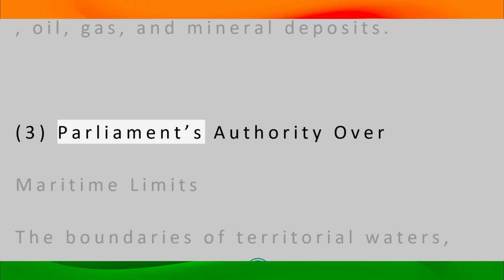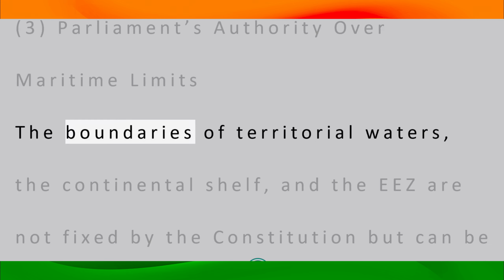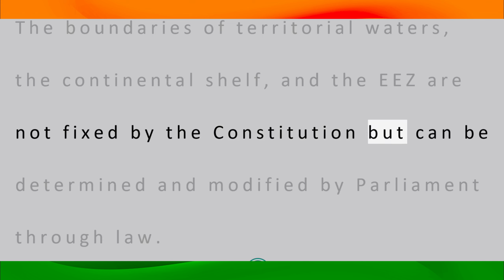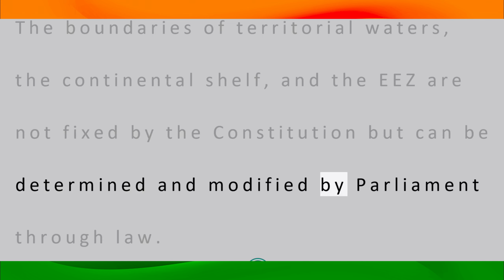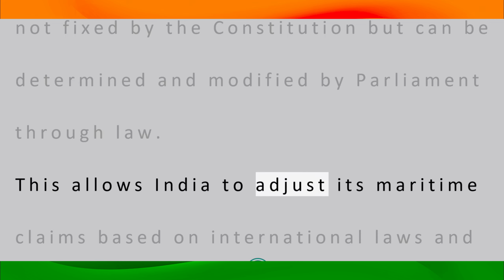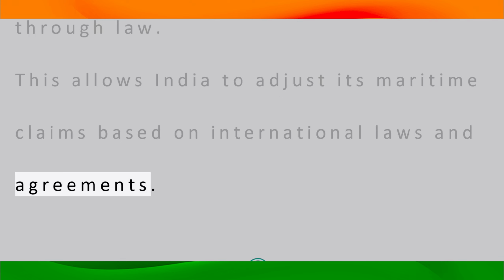3. Parliament's authority over maritime limits. The boundaries of territorial waters, the continental shelf, and the EEZ are not fixed by the Constitution but can be determined and modified by Parliament through law. This allows India to adjust its maritime claims based on international laws and agreements.